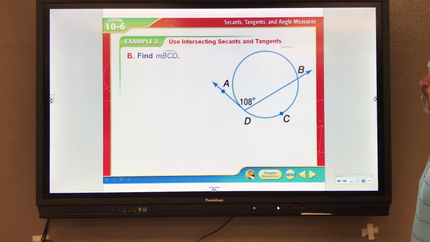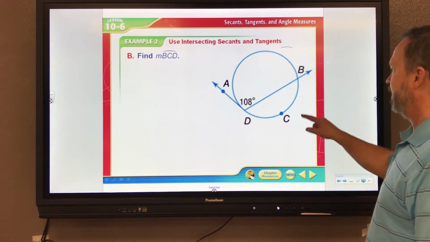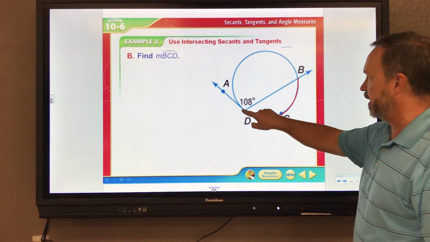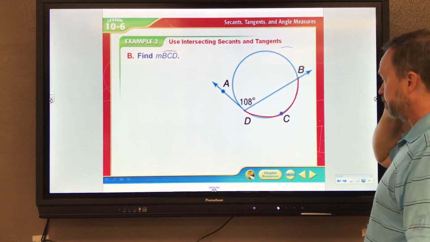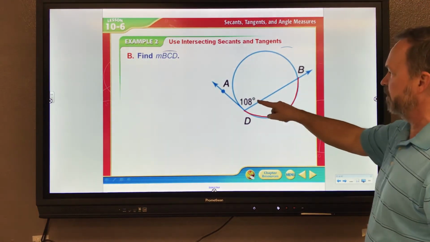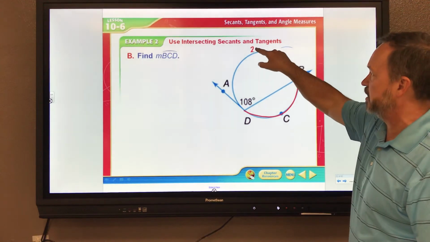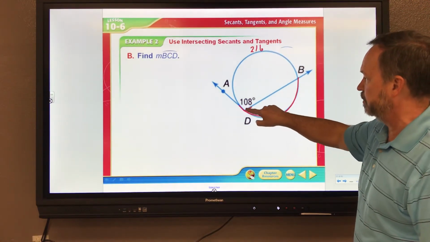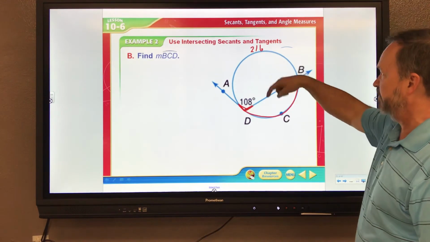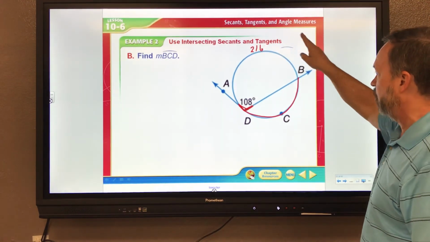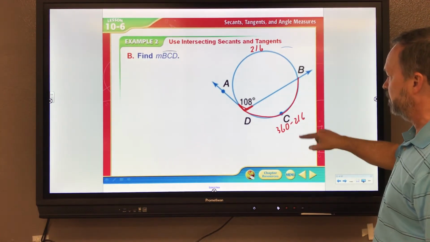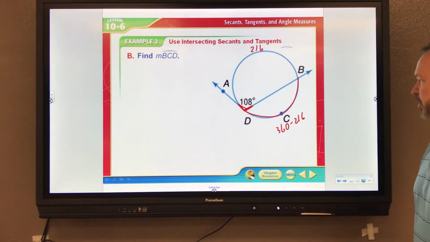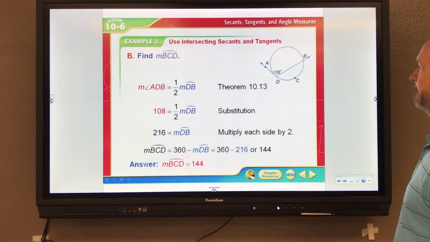Find the measure of arc BCD. Now, BCD has to be this arc, right? They force us to go through the C to get to the D, the way that's written. So they want to know the measure of this arc. Well, if that's 108, then this is 216 because that's like an inscribed angle. So it's 1/2 and double. And if that's 216, the whole thing's got to be 360. So this is 360 minus the 216. You do the math right there, and you get 144, I believe. Yep, 144.